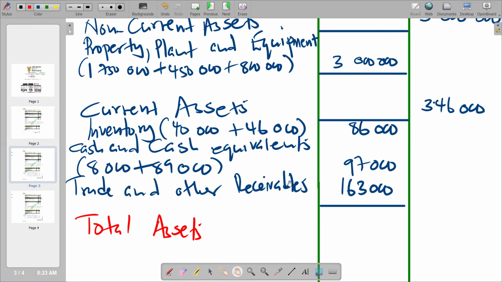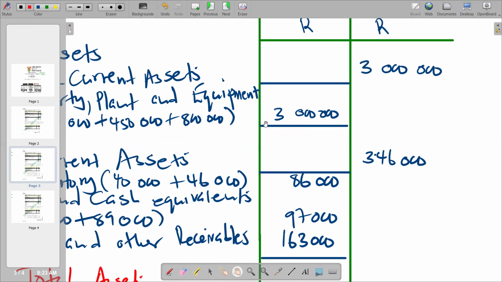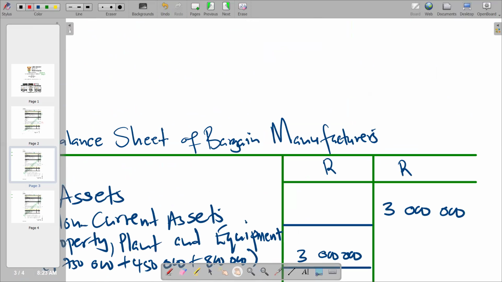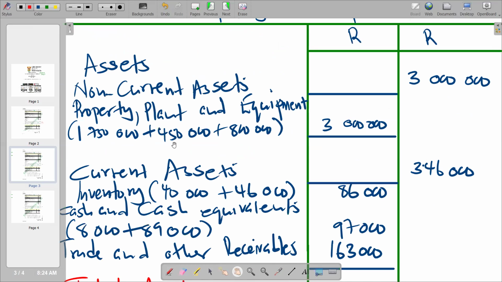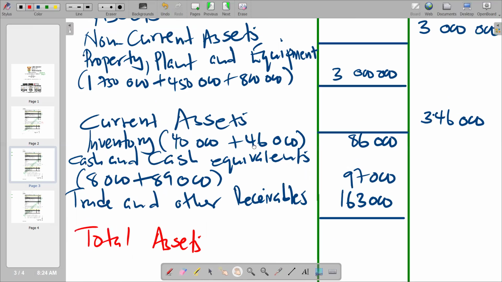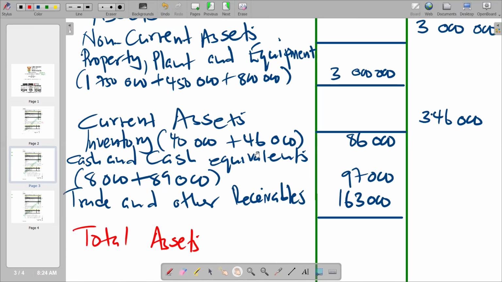Then from there, we are supposed to get our total assets. So basically for total assets, it's equal to non-current assets, then we add your current assets. So the same we are going to do here, whereby we are going to say our non-current assets 3 million plus current assets 346,000. And then we are going to get your total is 3 million 346,000. And of course, we can cross.